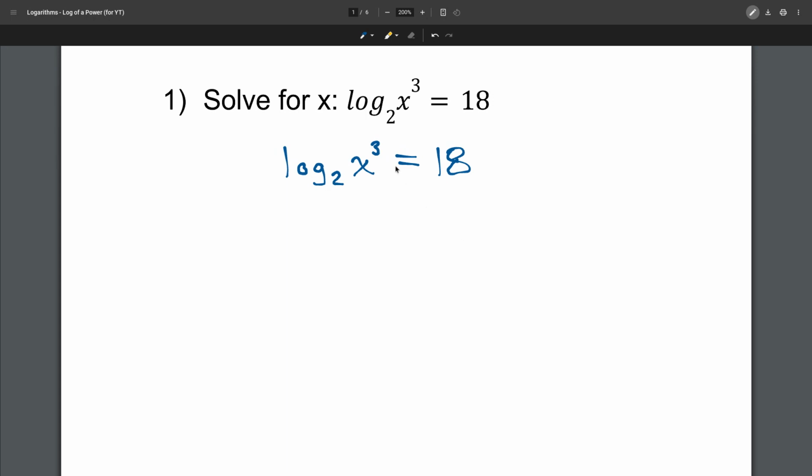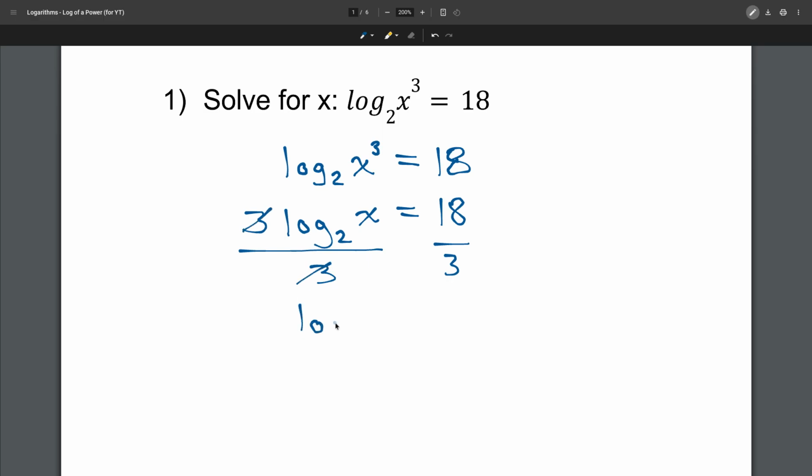Okay, so what we can do with this power is we can take this power from here and multiply it times the log base 2. So we can rewrite this as 3 times log base 2 of just x now and set that equal to 18. And now, since we have 3 multiplied by this, we can divide both sides by 3. These will cancel, so you get log base 2 of x equals 6.